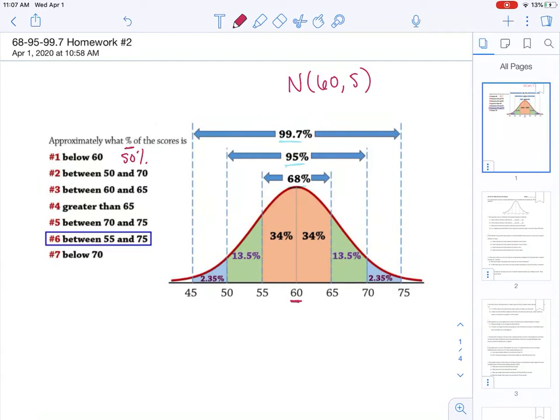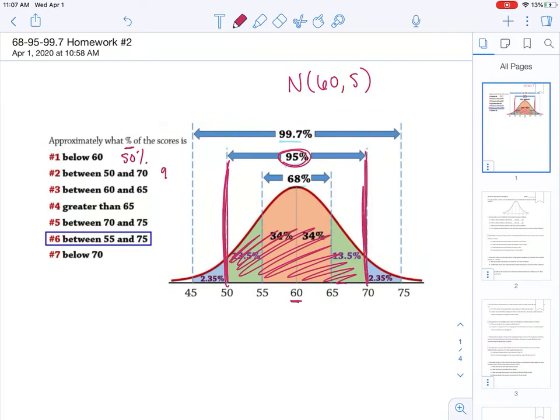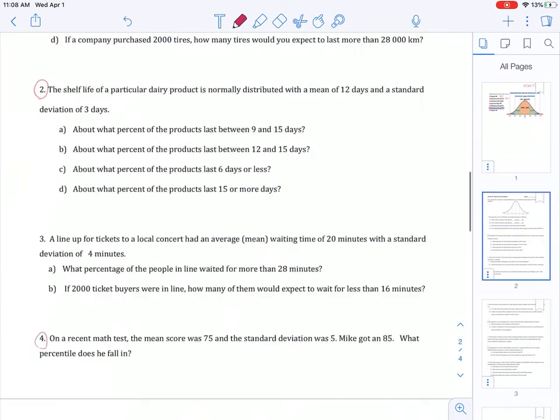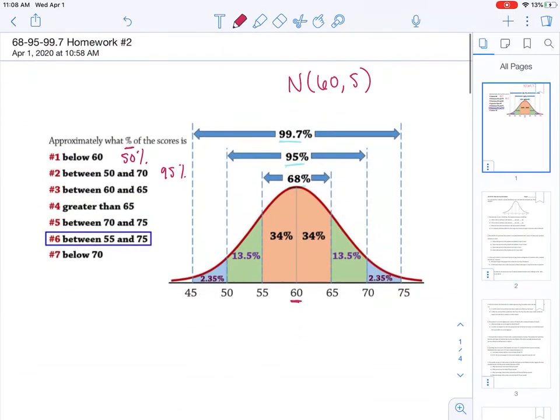What percent are between 50 and 70? That's all of these guys between 50 and 70. So you can look at it like between 50 and 70 is 95%. That also means within 2 standard deviations of the mean. What percent are between 60 and 65? Between 60 and 65, that's from here to here. The percentage between 60 and 65 is 34%.